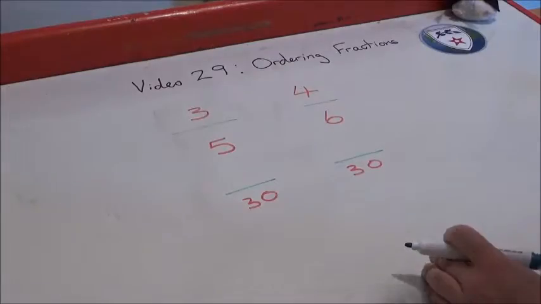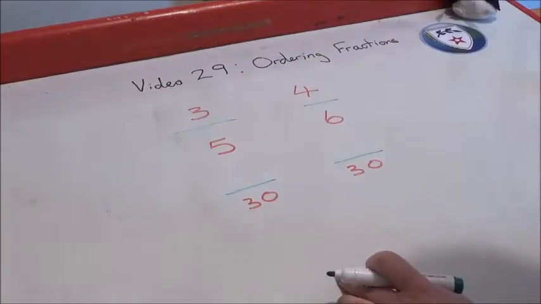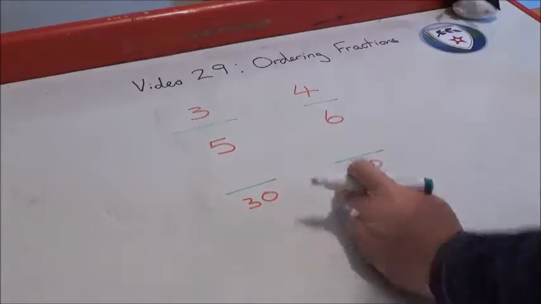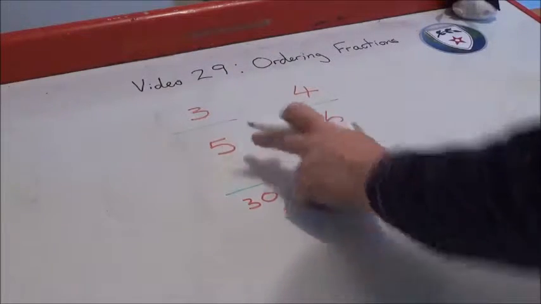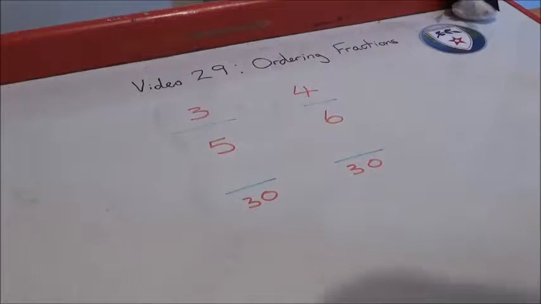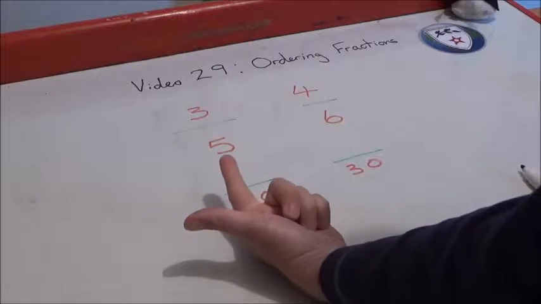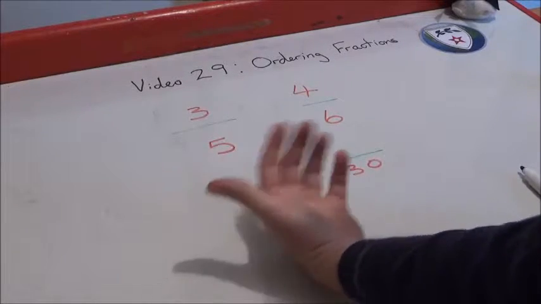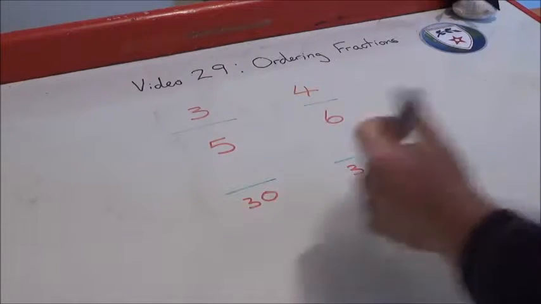So now I need to think of how do I get from 5 to 30, and how do I get from 6 to 30. So let's start with this one up here. How do I get from 5 to 30? Well, my 5 times table, 5, 10, 15, 20, 25, 30. So that would be 6.